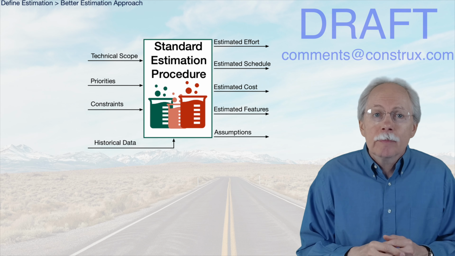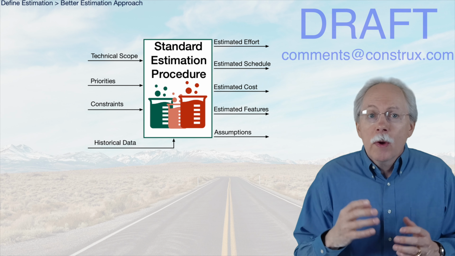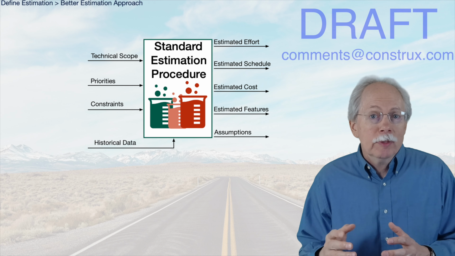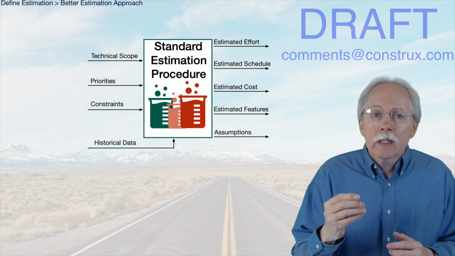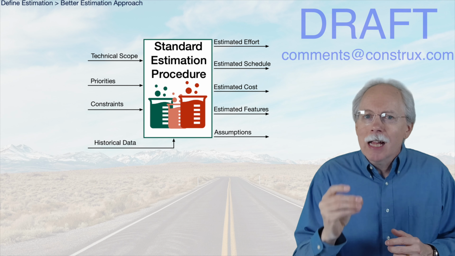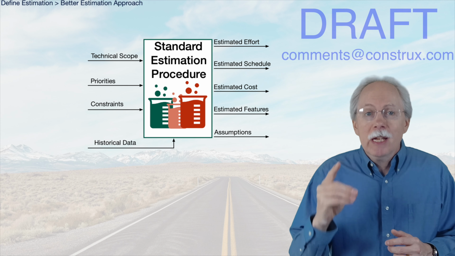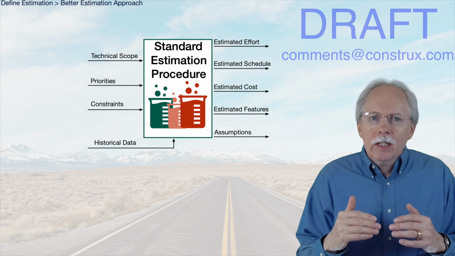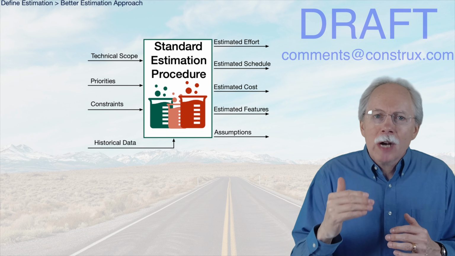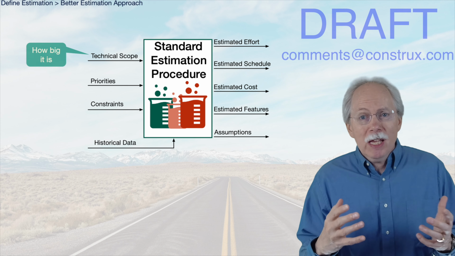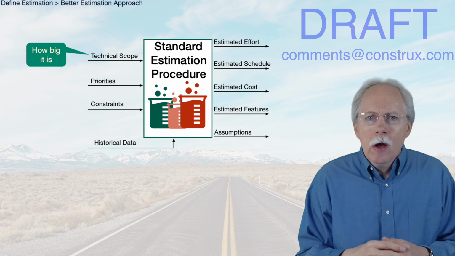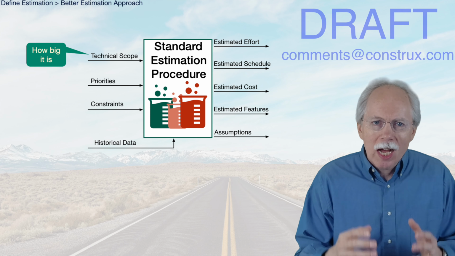Our preferred estimation approach looks more like this. We have the core, a standard estimation procedure. This is where we're going to bring a little bit of that science, a little bit of those techniques that we need, techniques that are observable and repeatable. We feed this standard estimation procedure primarily with technical scope. How big is it? How much is there? We always want to start our estimates with size.